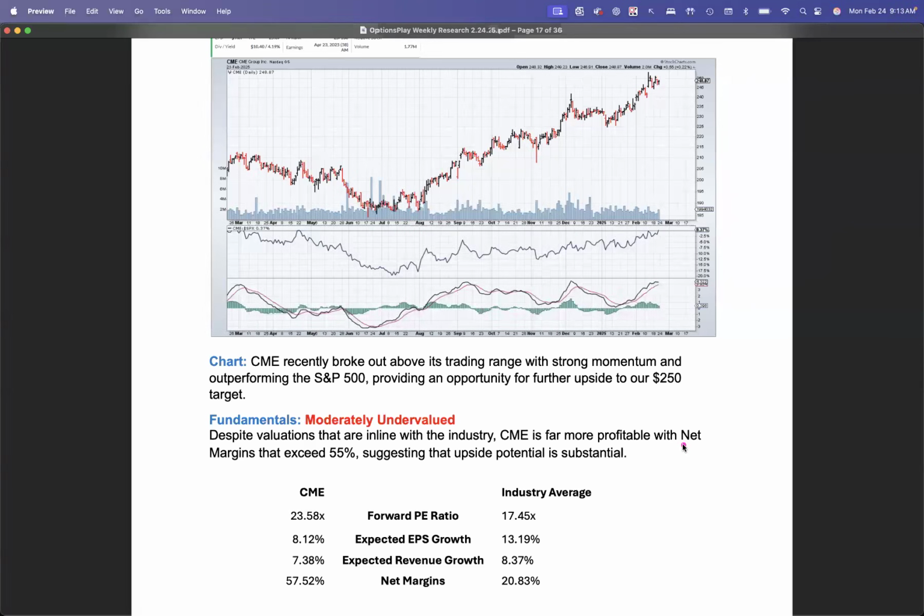If you look at the valuations, it is starting to trade at a premium relative to the industry. But I think the one thing that's driving that valuation is its net margins. 57% net margins versus 20% for the industry average. So far more profitable, and typically companies that are far more profitable are the ones that command the highest premium valuations. So 23 times forward earnings, in my opinion, is still by no means a stretch, and is supported by the really strong margins that we've seen out of CME.